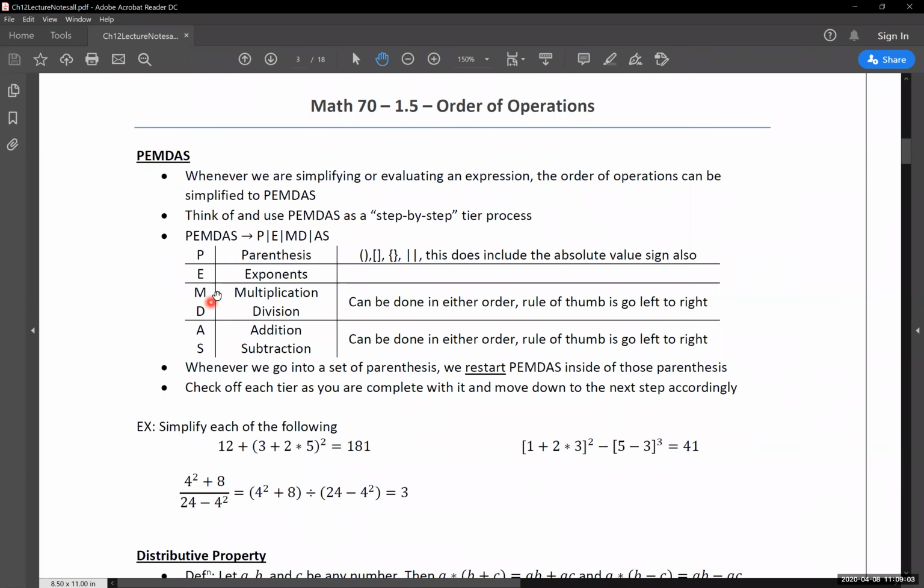And then once we've done multiplication and division, we move on to addition and subtraction. And again, just like our previous tier, you can do these in either order that you like. If you don't want to be guessing at it, then default to the rule of thumb of going left to right based on what the problem has written out for you. Okay?